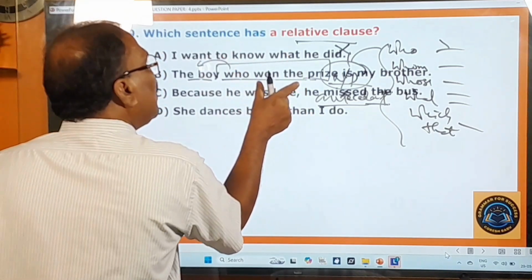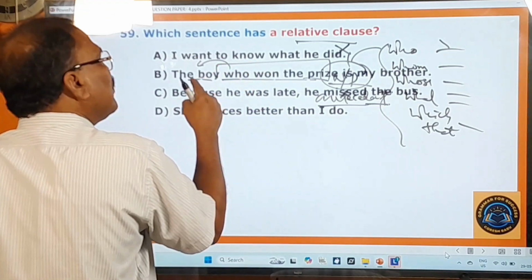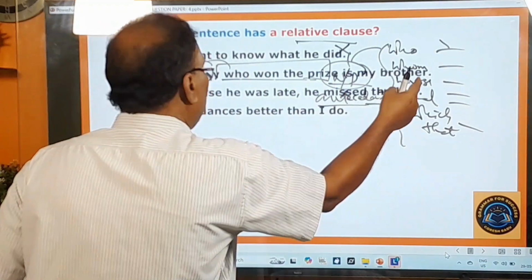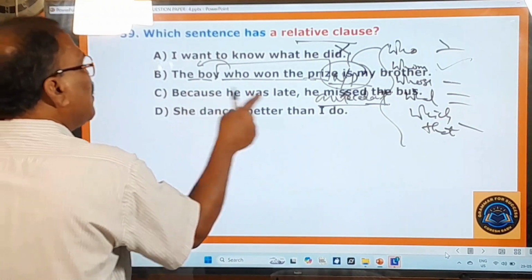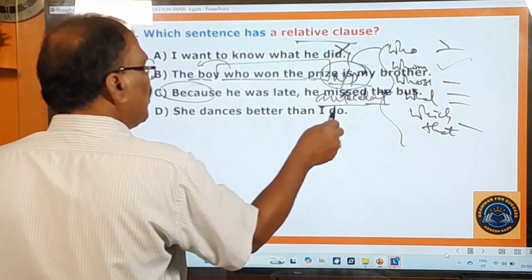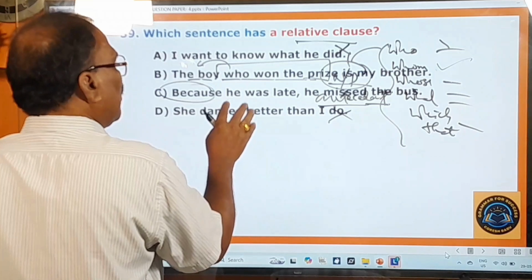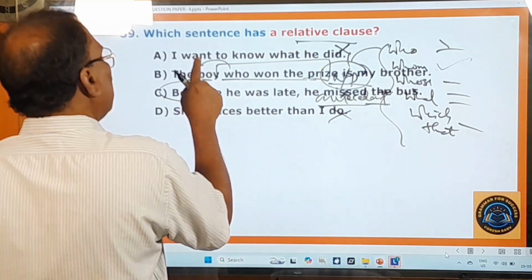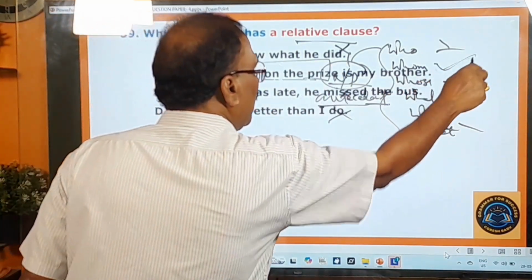What is this relative clause doing? It is describing this boy, it is relating to this boy. Therefore this is called a relative clause. The boy who won the prize is my brother. Therefore this is the right option. You look at the third example. Because he was late, a relative clause doesn't begin with because. Okay, she danced better than I do. No, this is also not that. So the first one, third one, and fourth one are not the sentences in which there is a relative clause, but only in the second sentence there is a relative clause, and therefore the second sentence is your right option.